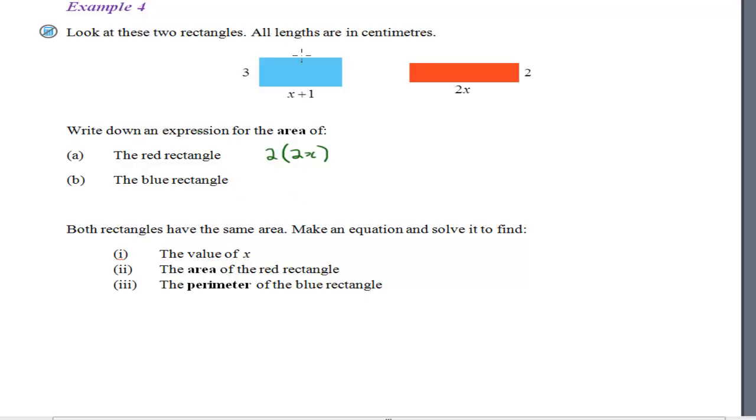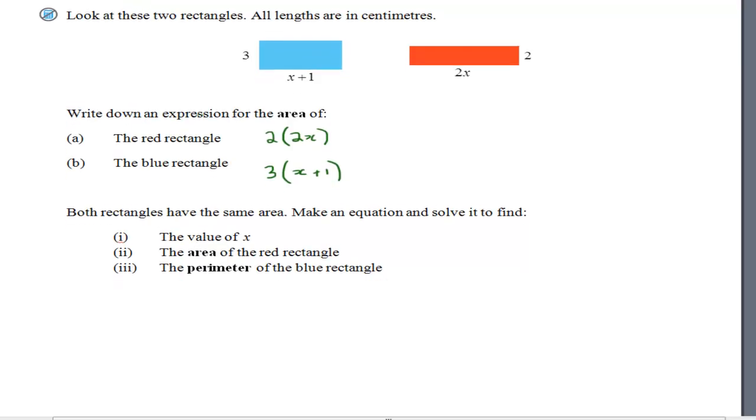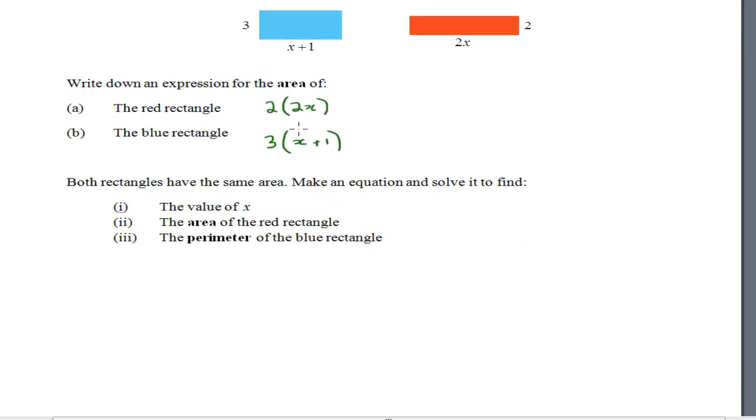Now the blue rectangle, again, length multiplied by breadth or breadth multiplied by length. It doesn't matter which order you multiply in. And actually in this case, 3 looks like the breadth and x plus 1 looks like the length. But what that's done is created two little expressions here for areas. Again, that one could simplify, but I'm going to leave it as it is just now. And we're told here, and this is the important thing to notice, that both rectangles have the same area, and that's the clue for making up the equation here. We know we've got equal areas, so that's going to help us form our equation.